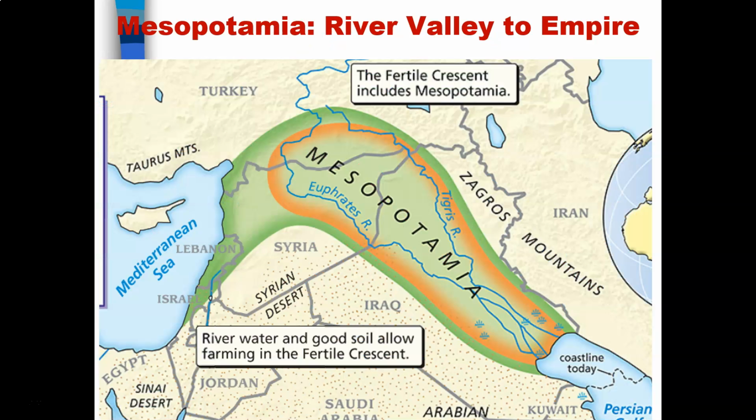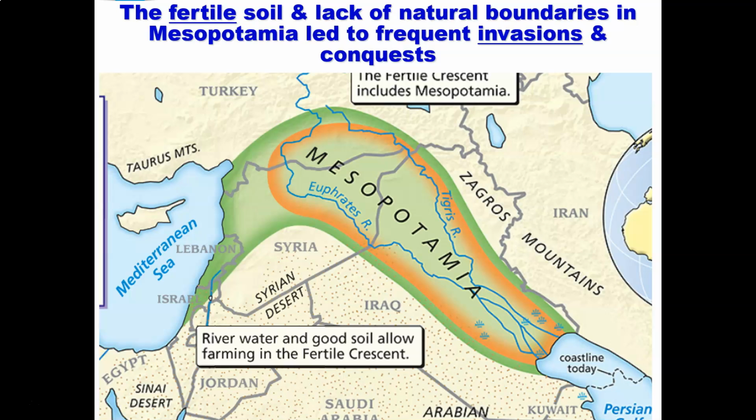Now, Mesopotamia went from a river valley civilization to an empire. As you recall from previous presentations, this was a big, important civilization that was able to dominate the area, but it fell and became part of an empire. The fertile soil and lack of natural boundaries in Mesopotamia led to frequent invasions as well as conquests. Remember, you needed natural barriers. You needed a desert or an ocean that would protect you from enemies. But this area was open, and many people decided to conquer it, and it actually happened.